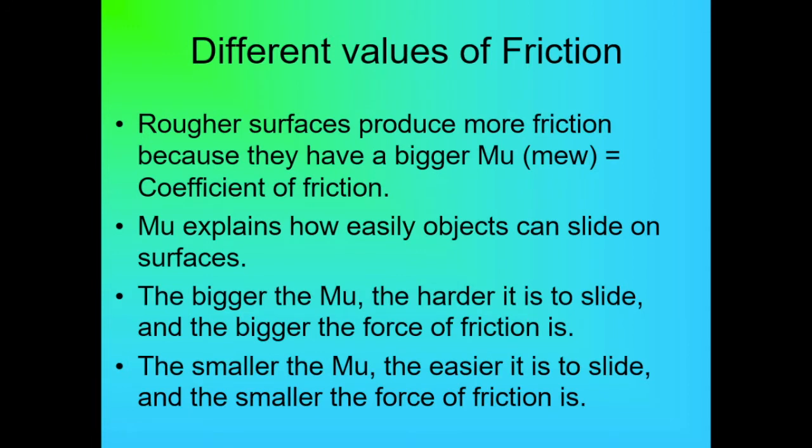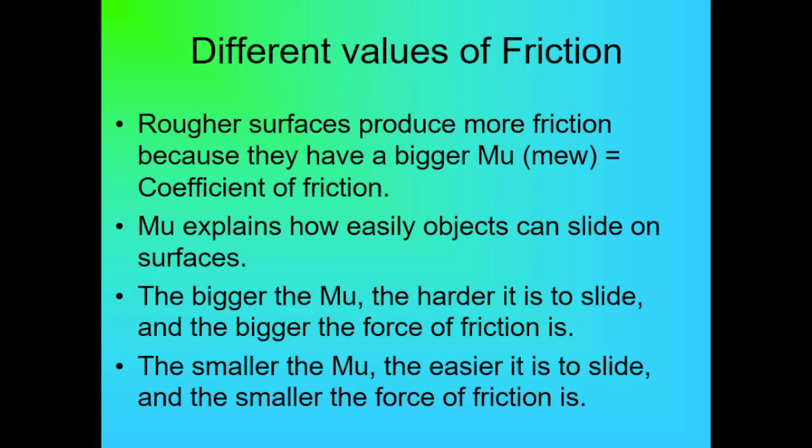Let's talk about how those different values of friction can occur. Well, rougher surfaces are going to produce more friction, and the reason is that they have a bigger mu. And mu is just a fancy way of saying the coefficient of friction. So mu just explains how easily objects can slide on surfaces. The bigger the mu value, the harder it is to slide, and the bigger the force of friction will be.